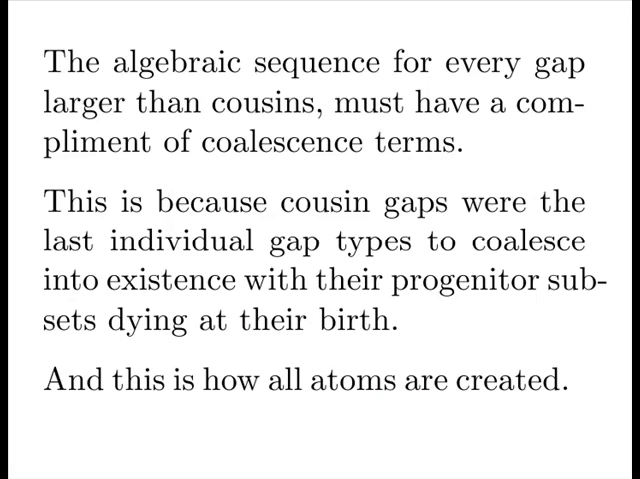The algebraic sequence, for every gap larger than cousins, must have a complement of coalescence terms. This is because cousin gaps were the last individual gap types to coalesce into existence, with their progenitor subsets dying at their birth. And this is how all atoms are created.